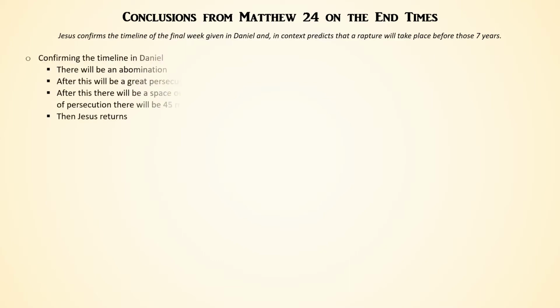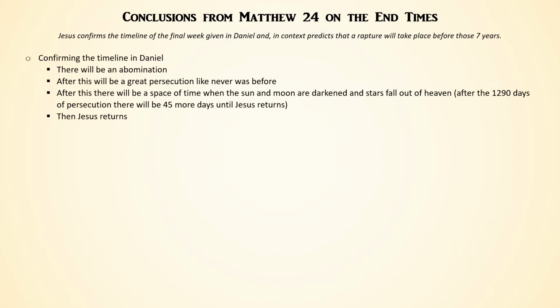Let's summarize that and kind of put that together. So Jesus then, as we look at this and compare it to Daniel, is actually confirming that final week timeline that we had put together based on best guesses from Daniel, right? Based on common sense. Now Jesus is actually confirming that. And he's predicting a rapture that will take place some time before that last 3.5 years. And I'm going to argue it's before the 7 years. But here's how he confirms the timeline of Daniel.